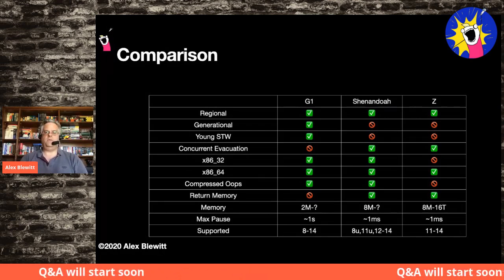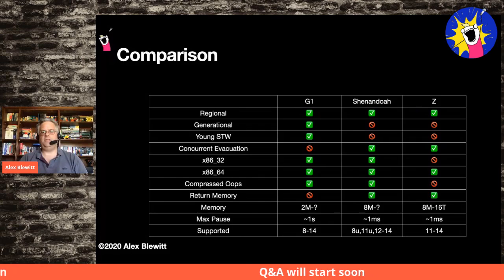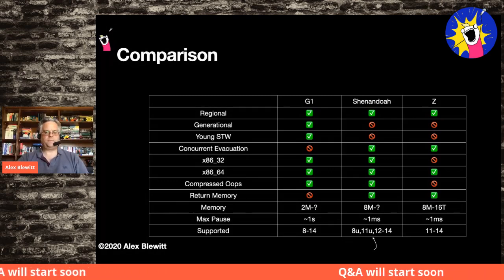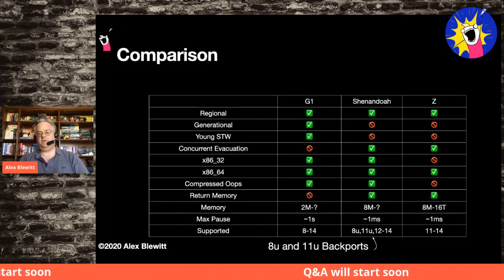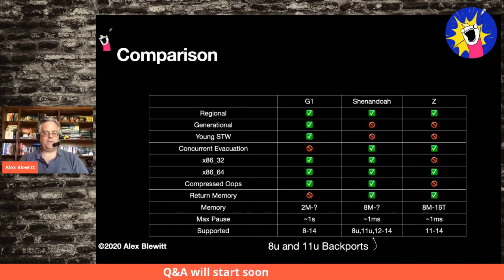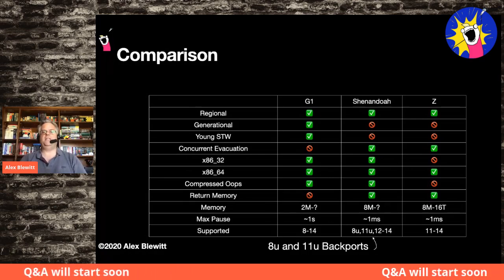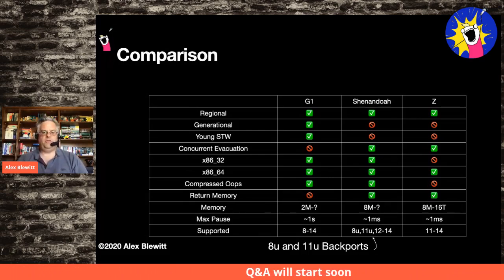Shenandoah can still be used on Java 11 and Java 8 with backports, and it has support for being able to run on 32-bit. Because it can run 32-bit or 64-bit, it also has support for compressed oops, which ZGC doesn't do. For the most part, Shenandoah and ZGC are equivalent in terms of how much memory you can throw at them. 8 megabytes is a reasonable minimal limit for both. ZGC has a maximum upper limit of 16 terabytes. Shenandoah, I suspect, will handle 16 terabytes, but given that I don't have a 16 terabyte machine to test on, I've not been able to prove that for myself.